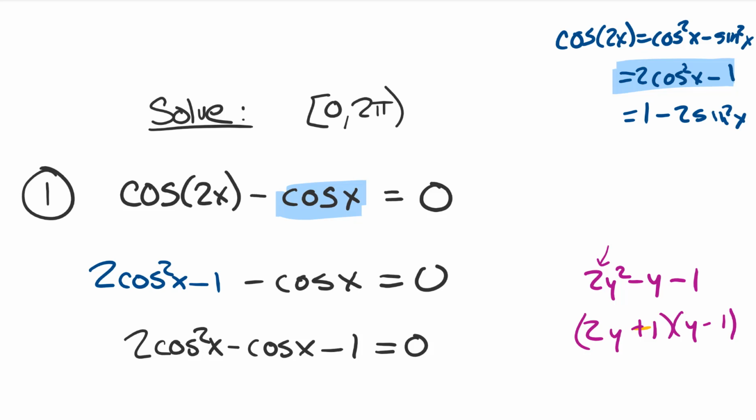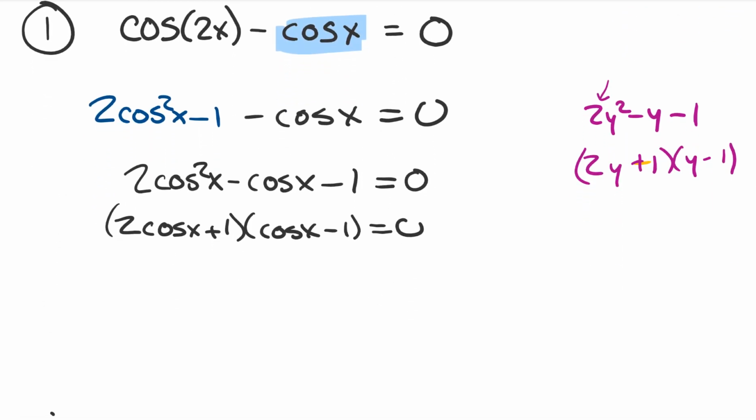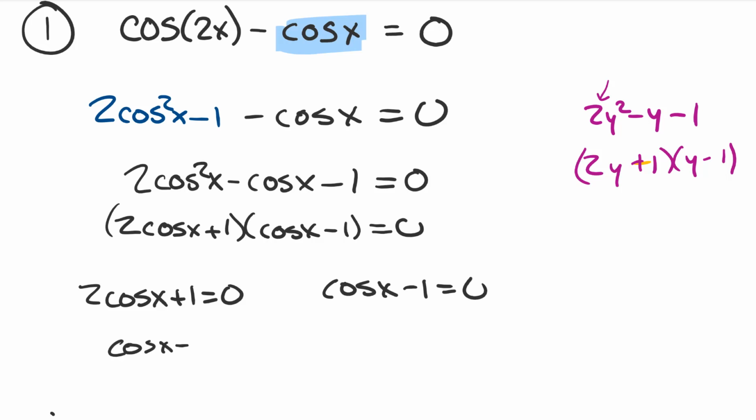So there it is. We would actually end up with 2 cosine of x plus 1 times cosine of x minus 1 is equal to 0. Just from that factor, treating cosine as if it's y. We use the zero product principle. We set each factor equal to 0 and we solve. I will assume you got this on lock. So cosine of x is equal to negative 1/2, and cosine of x is equal to 1. On the right-hand side, we're only going to have one answer.